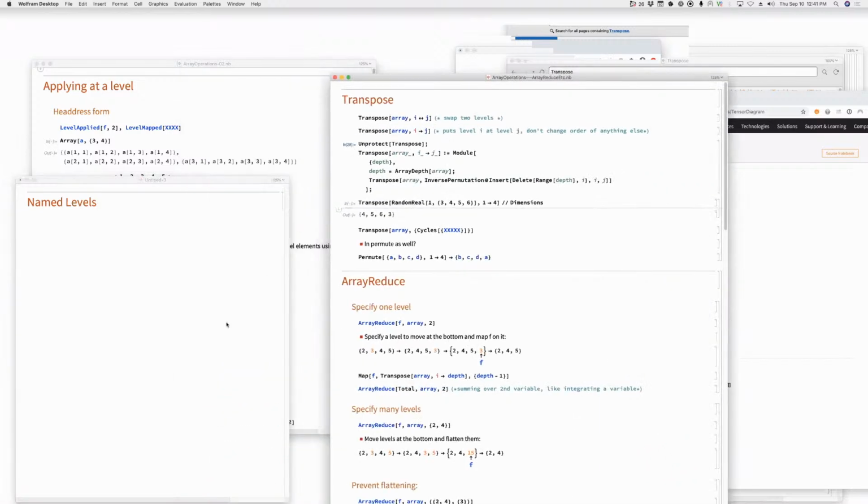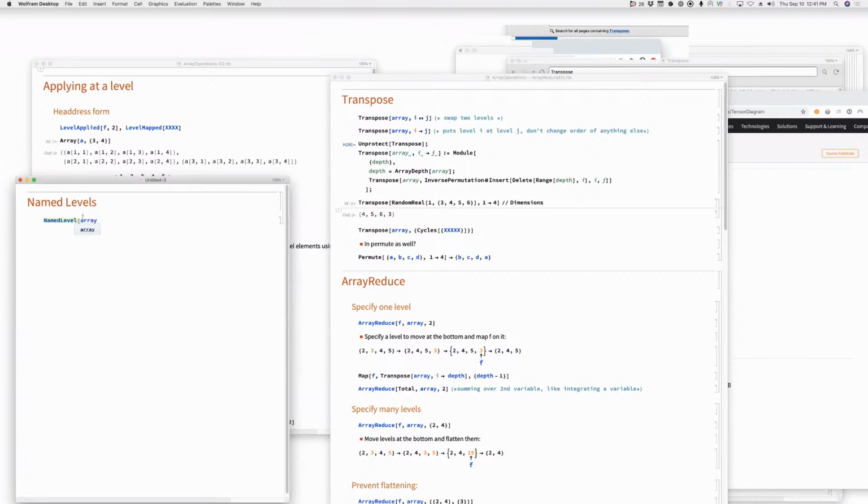So in other words, we could imagine something like named levels of array, comma, A, B, X, Y. That's a bad syntax, but that could represent an object which is choosing to call its nth level B or something. Yeah, exactly.